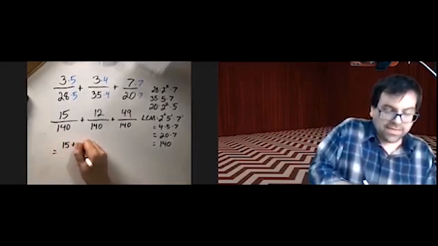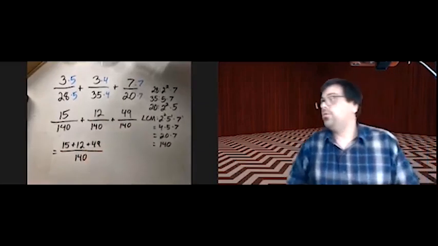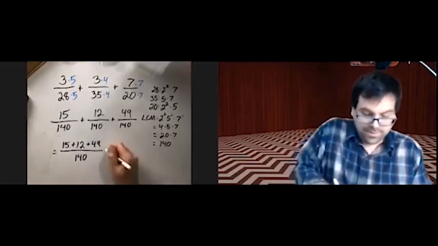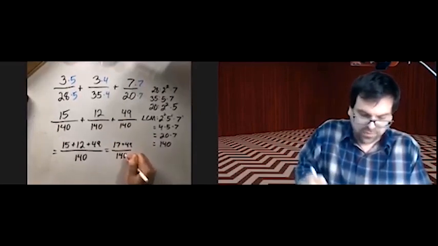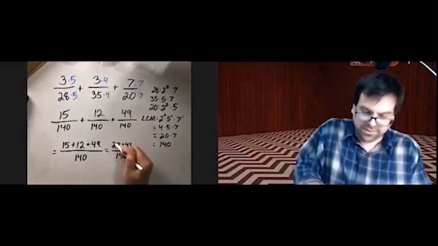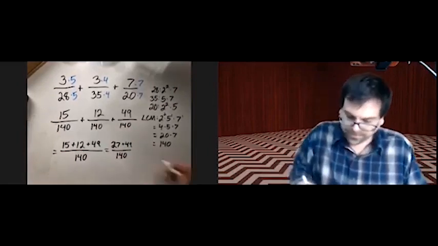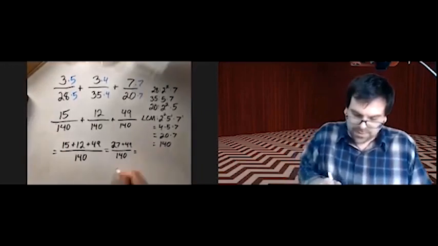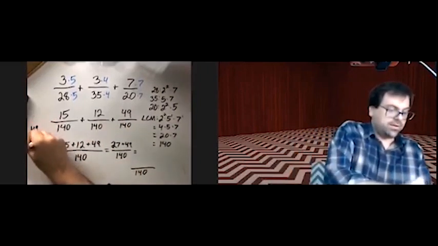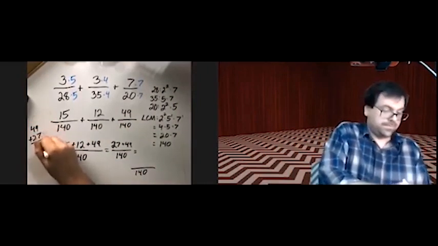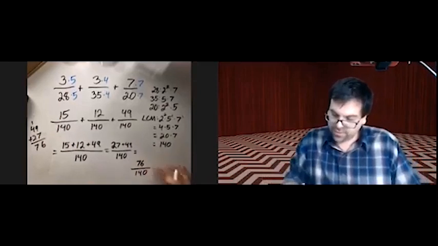So this is 15 plus 12 plus 49 all over 140. That's 17 plus 49 over 140. Sorry, not 17, 27. 27 plus 49. And 27 plus 49 is 76. 76 over 140.